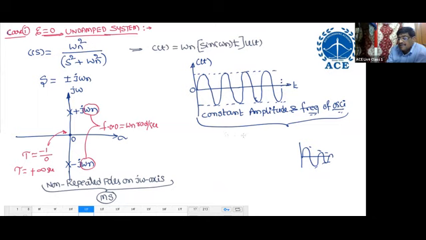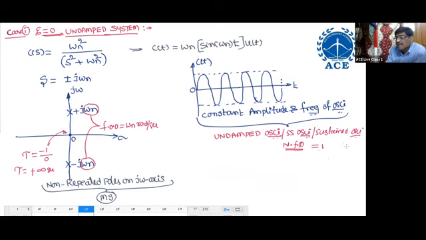Undamped oscillations. Other names: sustained oscillations, steady state oscillations, natural frequency of oscillation, NFO. The natural frequency of oscillation is denoted by omega n radians per second. Just now only I wrote it.